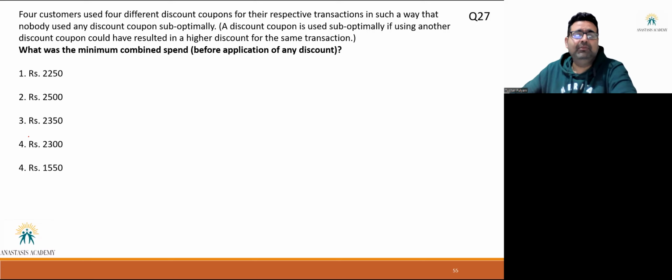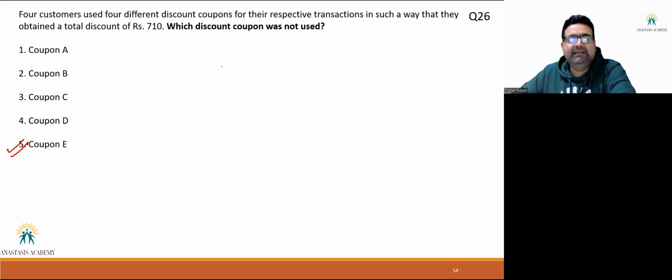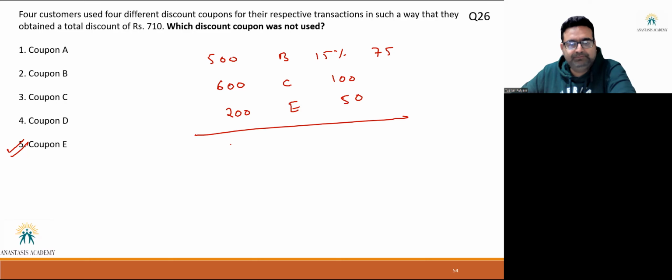So here, since I have to minimize, I'll try not to use coupon A first, because for coupon A I have to spend minimum 1200. So let's say for 500 rupees, I used coupon B, got 15%, which is 75 rupees. Then the second customer shopped for 600, used coupon C, got flat 100 rupees, right? Then the bare minimum was 200 rupees. You could apply coupon E and get 50. So three customers till here have spent 1300 and got these many discounts. Now I have to either use A or D.